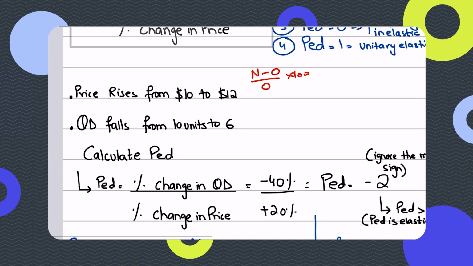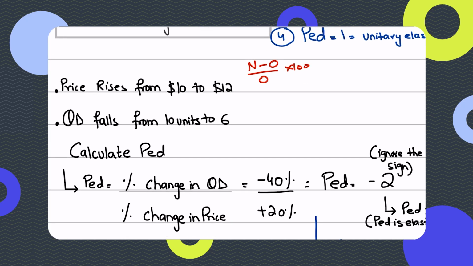So calculating the PED means that if you want to calculate the percentage change in quantity demanded, it is new minus old upon old times 100, that is the new quantity 6 minus the old quantity 10, divided by the old quantity 10, times 100, and this would be minus 40%. Similarly, percentage change in price: the new price 12 minus the old 10 upon 10, the old price, times 100, which is 20%. So this is telling us that if the price goes up by 20%, plus means the price is going up, minus means the quantity is going down.